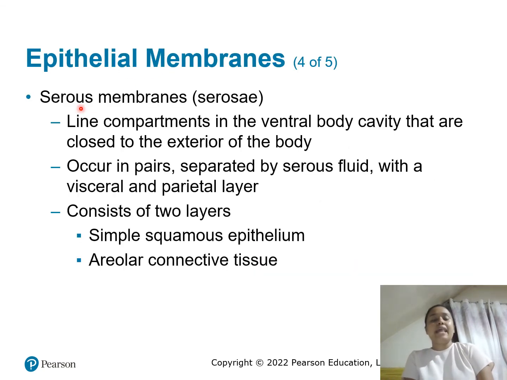Now, let's go to your serous membranes or your serosae. They line compartments in the ventral body cavity that are close to the exterior of the body. They occur in pairs and are separated by serous fluid, with a visceral and parietal layer. Where did you hear the words visceral and parietal? We talked about this in the language of anatomy, remember? So this is an application of the words we previously learned in our first lesson. Your serous membranes have two layers: your simple squamous epithelium and your areolar connective tissue.